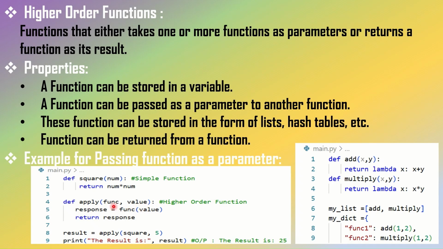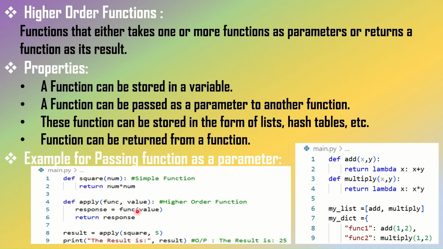So here, whatever the func name we have, this is a function I was passing, and then one value I am passing. Inside this function, I was calling this function. Whatever function I got as a parameter, I was calling it by passing this value, storing that result in response, and finally returning this response. So these are the 2 separate functions.